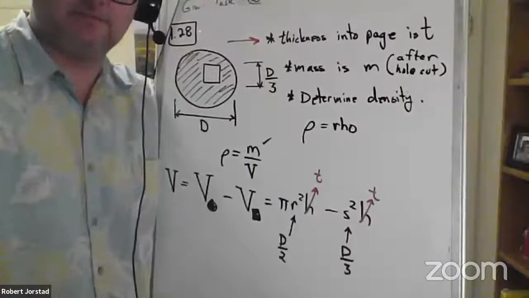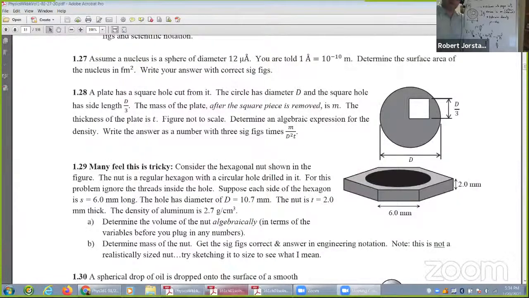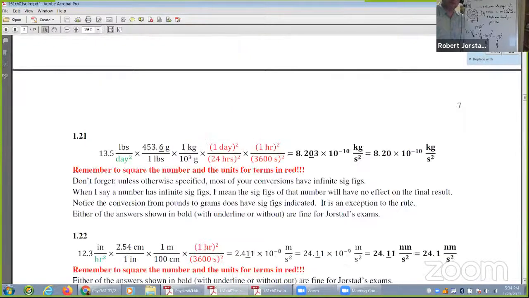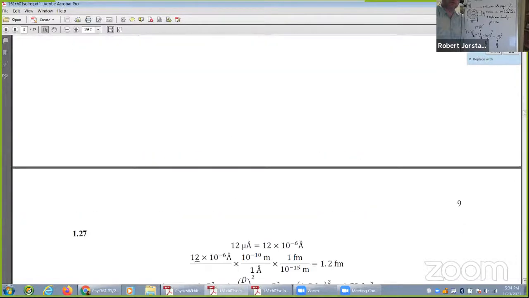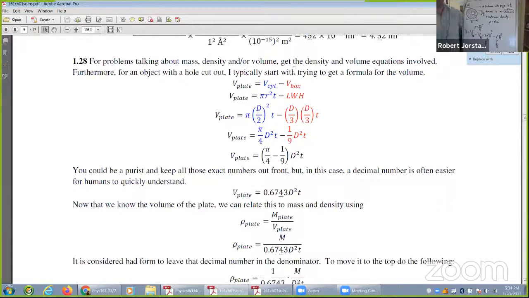Just in the interest of time, I'm going to show you the solutions here. You could try and beat me to it while I'm scrolling. Here it is. And so the strategy you had was pretty good.